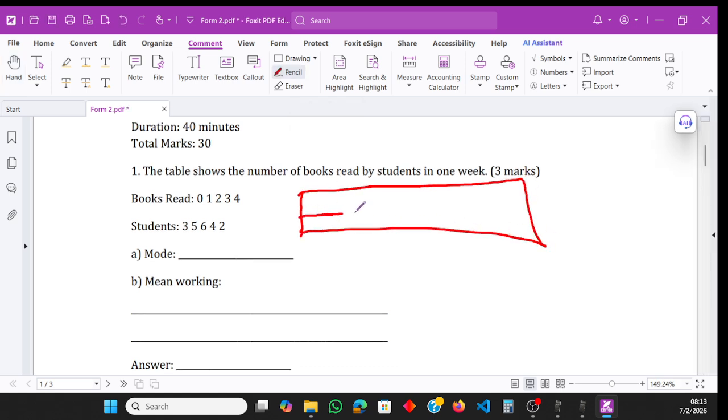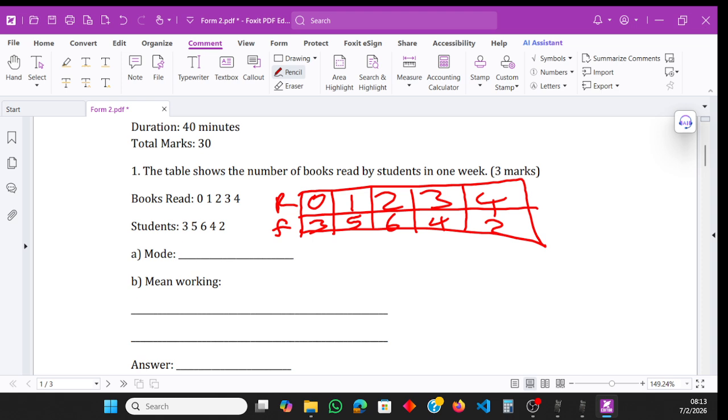So the table given there, we feel it was supposed to align 0 and 3, where these are books read. I say read, then we look at the frequency, that's the students. We move to 1, 2, 3, and then 4. So we've got corresponding values here like 5, 6, 4, 2.